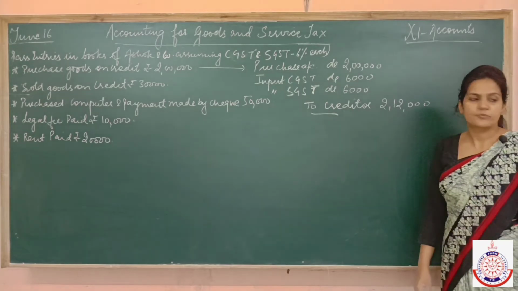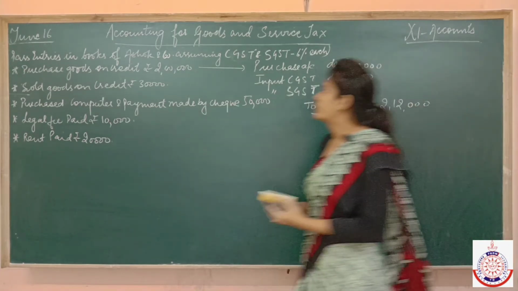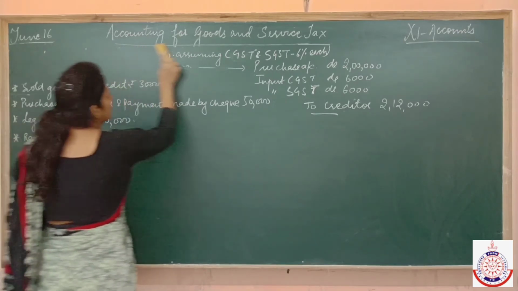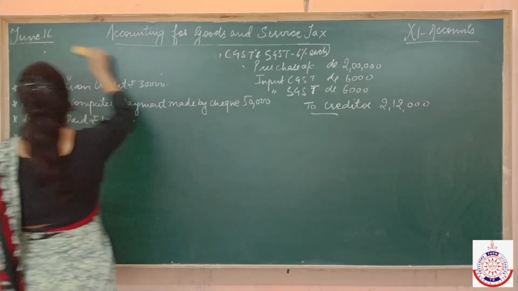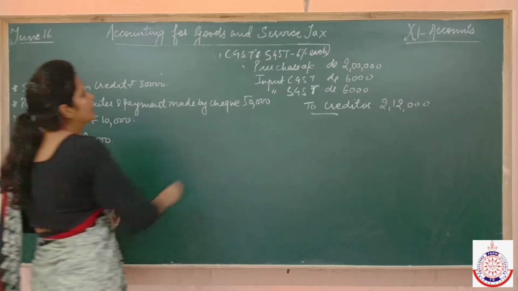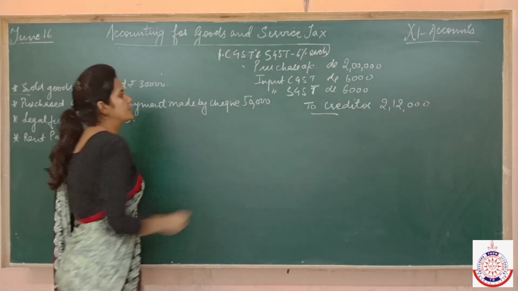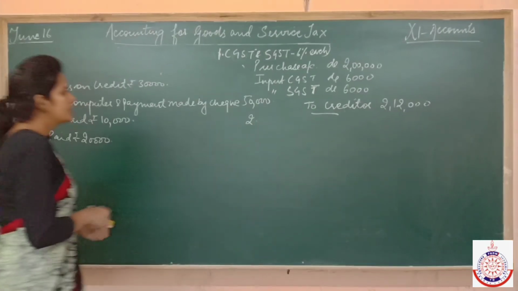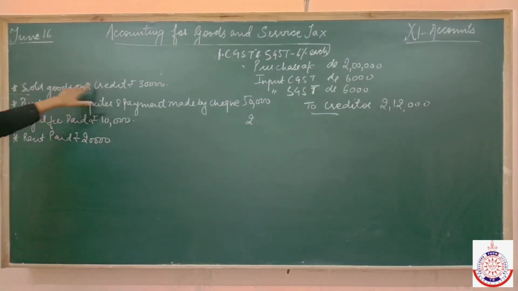Now move to the next transaction. Let me erase the first. Whatever entries we are solving, I'll just erase it so that I can explain the next one. This was the first. Fine. Now move to second. Second is goods sold on credit.